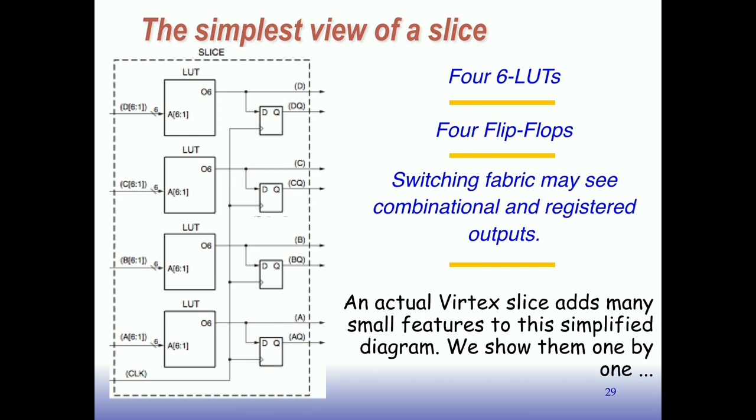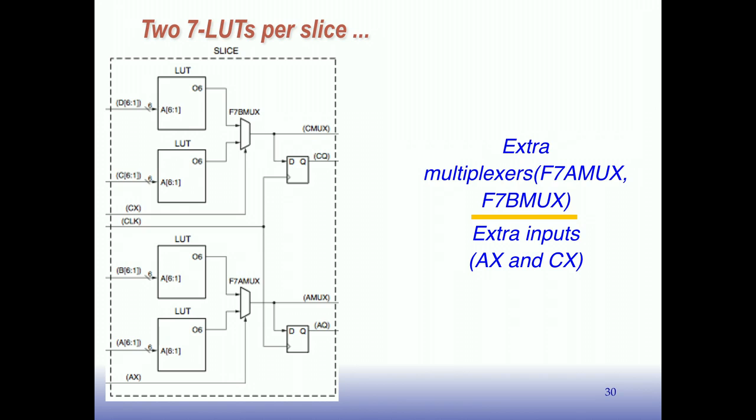Now, the slice also adds other features. This is a simplified diagram. The other features are some more muxes that are here to make even bigger LUTs if you choose to. The outputs of the 6-LUTs are available on the outside. The outputs of the 5-LUTs are available on the outside. But there's also outputs of combined 6-LUTs, which would make a 7-LUT. There's an extra input for that. And down here as well.